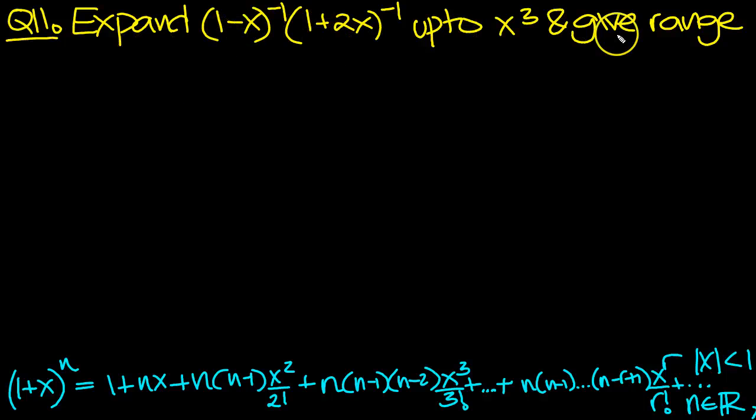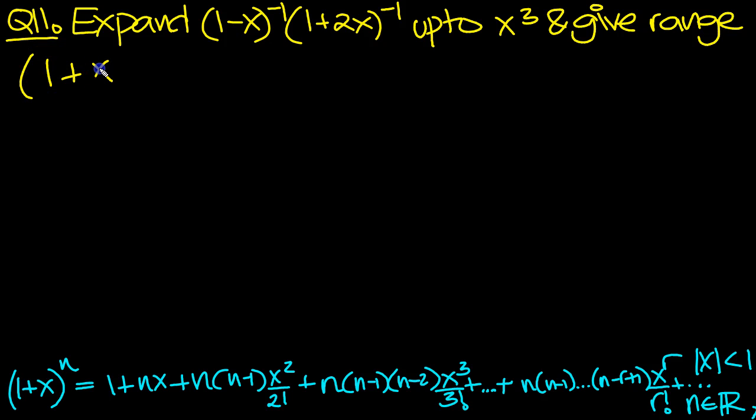Expand these brackets up to x cubed and give the valid range. Well, we could do this by partial fractions, but I'm more inclined to do these sorts of ones by binomial series directly. So let's have a look at that then. So this one, 1 over 1 minus x, we know what that is.